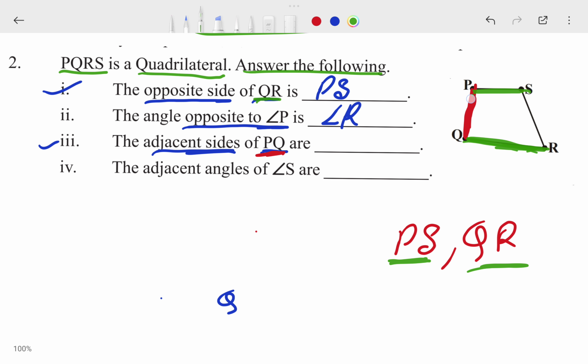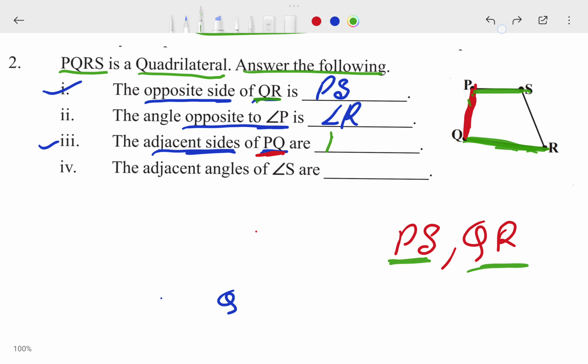Simple. Whatever line is near this line, that is our adjacent side. Adjacent side means this is our line, and whichever line is intersecting this one, that is the only adjacent. So here, with P and Q, P and S is intersecting. So just write it like that. You can write P or S.